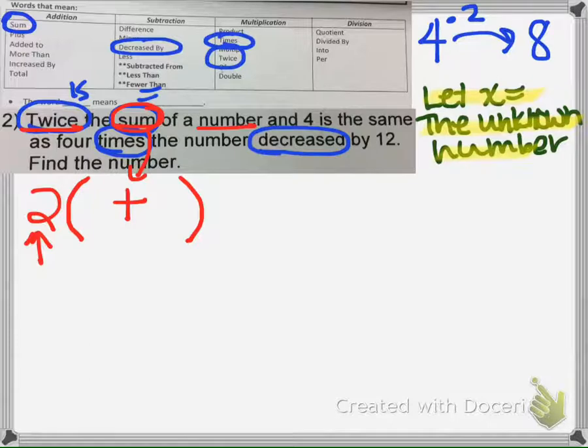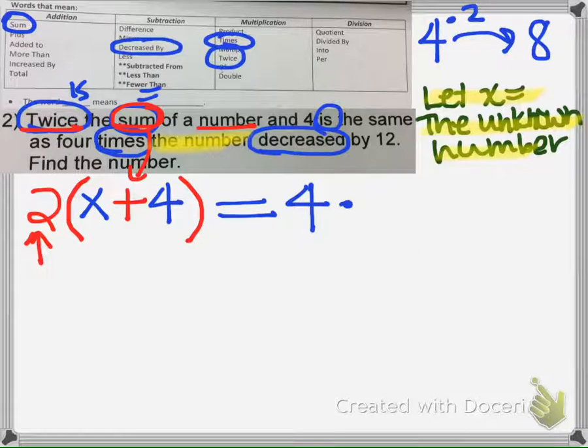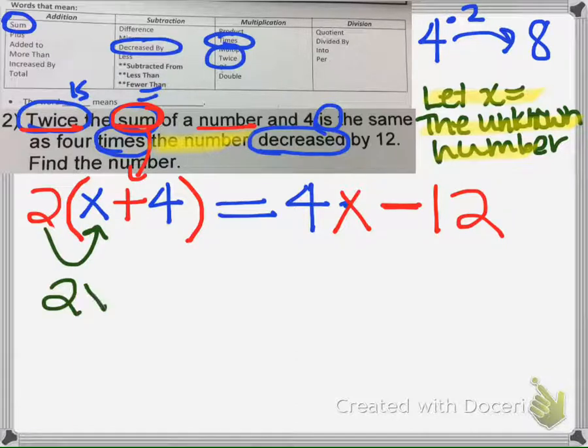So the sum of a number and 4 is the same. So "is" means equal. The same as 4 times the number. So we don't know what the number is, so I'm going to put an x here. Decreased by, so decreased is subtraction, by 12. So now we're going to go ahead and solve this equation. The first thing we're going to do is simplify here. So 2 times x is 2x, and 2 times 4 is 8.